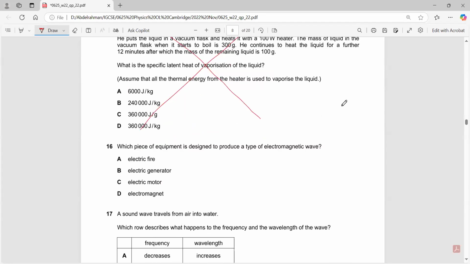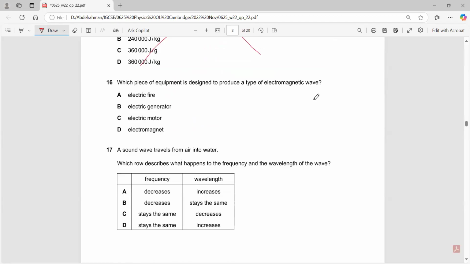Which piece of equipment is designed to produce a type of electromagnetic wave? Electromagnet? That's a magnetic field. No. Electric motor? No. It produces kinetic energy, but no electromagnetic waves. Electric generator produces electrical energy. You can say this electrical energy has a magnetic field around it, but again, no electromagnetic waves. Electric fire, yes, it does produce light waves and infrared radiation.